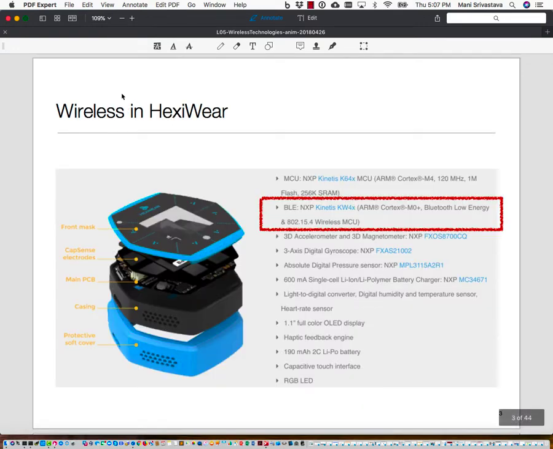If you think about our particular platform, Hexaware has two radios in it. One is BLE, which stands for Bluetooth Low Energy, and the other is 802.15.4, kind of a mouthful, but it's an IEEE standard radio. The way it provides this is through a second MCU, from NXP, called KW4Z, something like that.